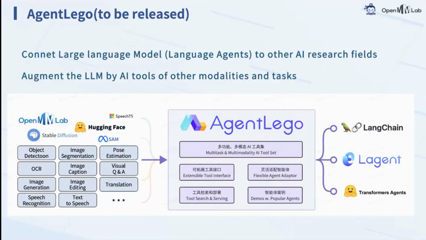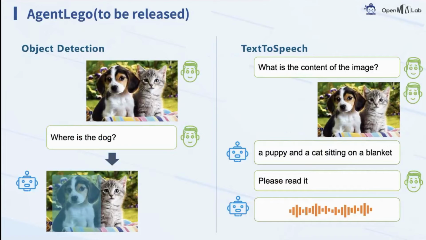It also provides the tool search and serving. So basically, Agent Lego connects the large language model to other AI research fields, and it augments the language model by AI tools of other modalities and tasks. Here are several demos.